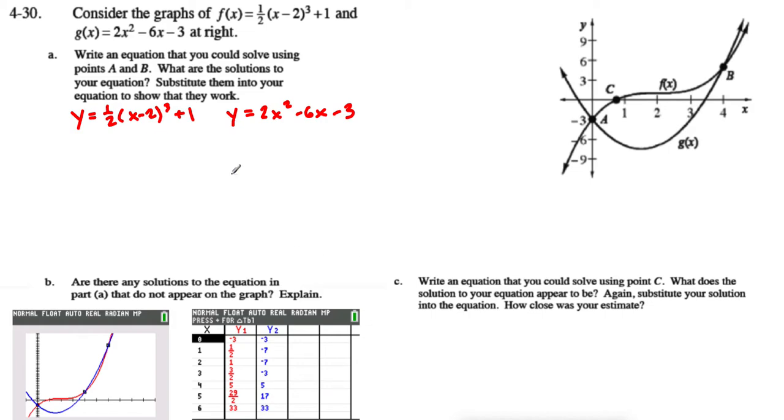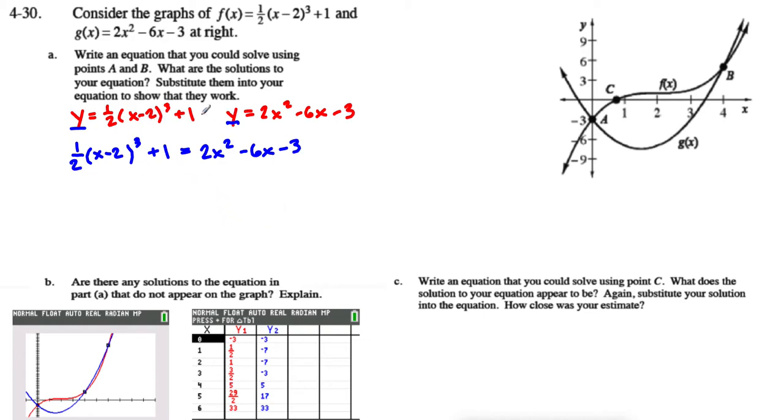So, since 2x squared minus 6x minus 3 equals y, and 1/2 times the quantity of x minus 2 to the third plus 1 also equals y, then we know that these two expressions have to equal each other, the same way that y equals y. So our equation ends up being 1/2 times the quantity of x minus 2 to the third plus 1 equals 2x squared minus 6x minus 3.